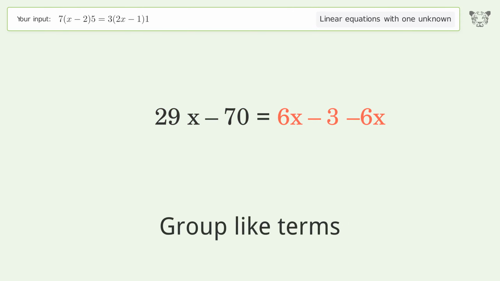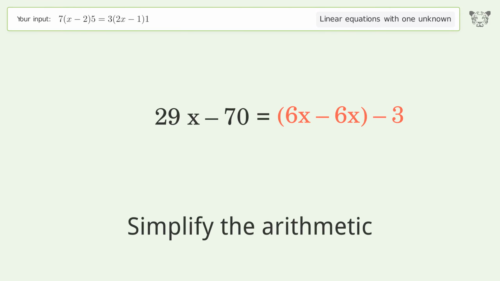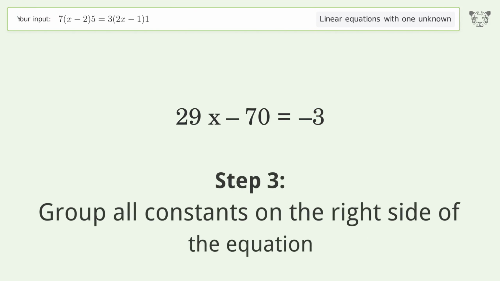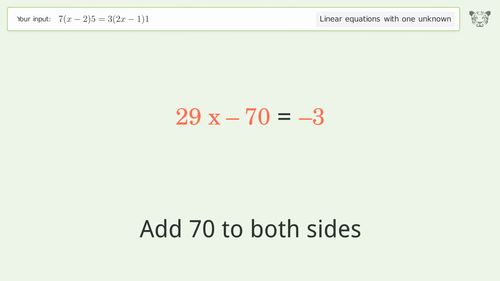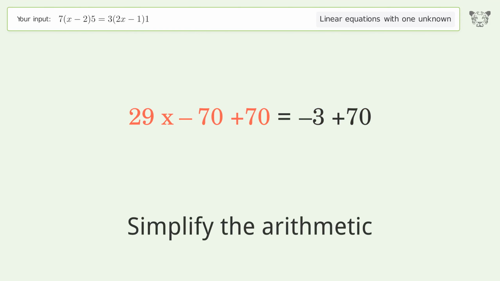Group like terms. Simplify the arithmetic. Group all constants on the right side of the equation. Add 70 to both sides. Simplify the arithmetic.